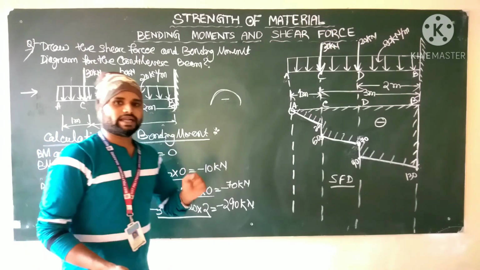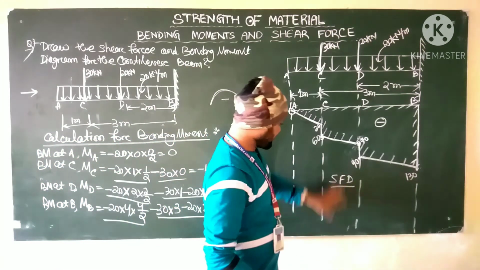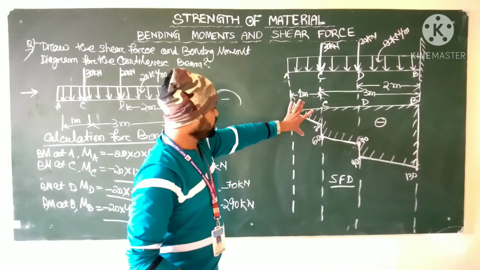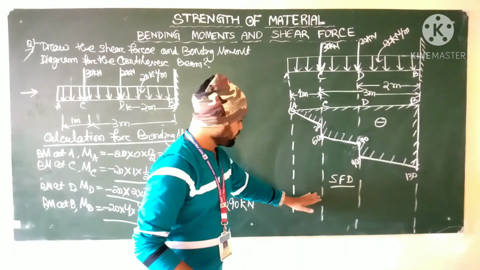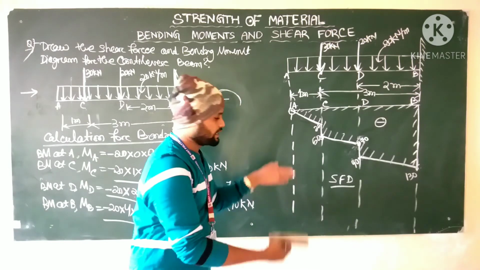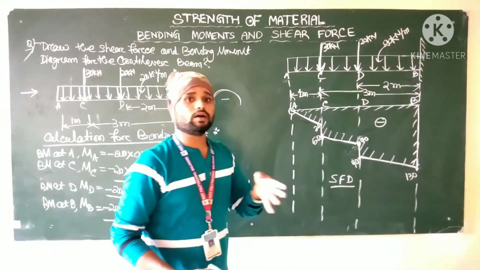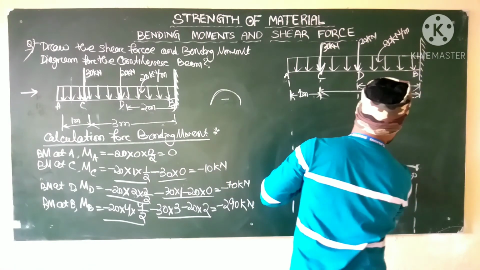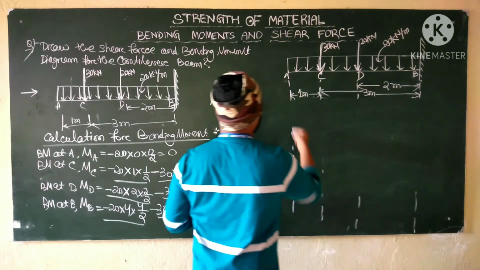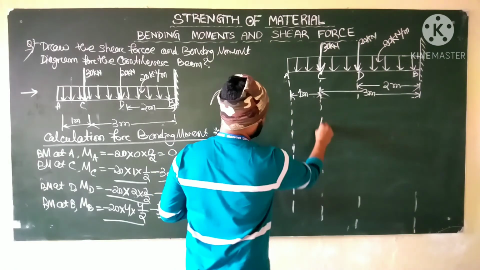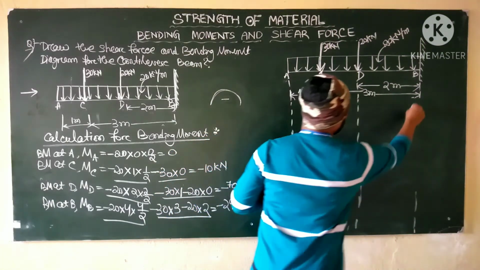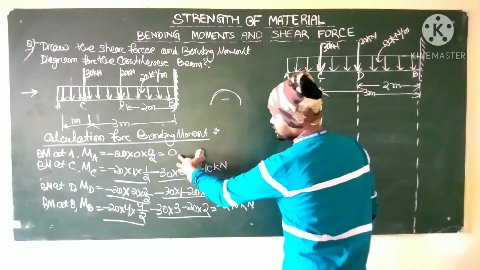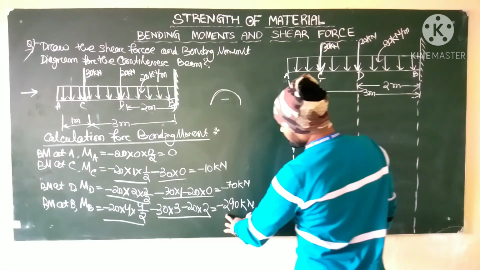Now we will draw the bending moment diagram. As there is no space here, I will erase this, but in your copy you will draw the shear force diagram, below this you leave some space, and there you will draw the bending moment diagram. Below the shear force diagram, always draw the bending moment diagram. So see the values: 0, minus 10, minus 70, minus 290.